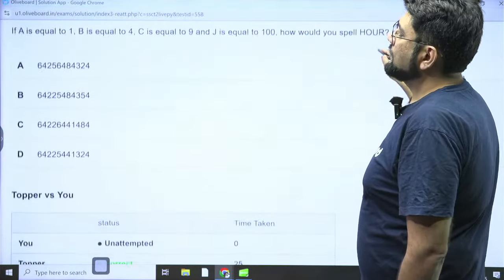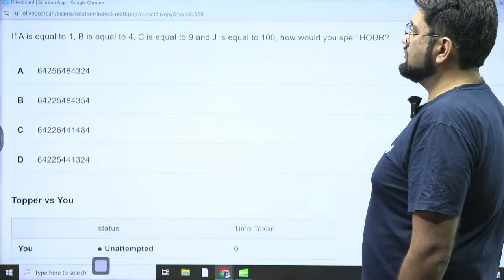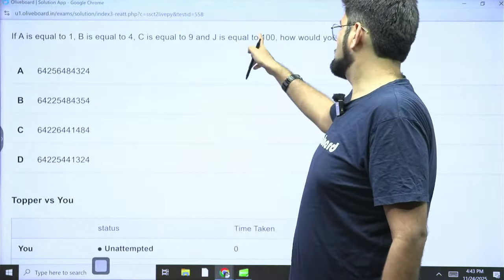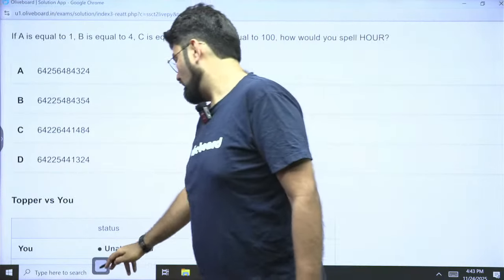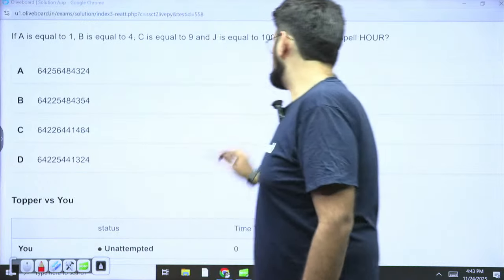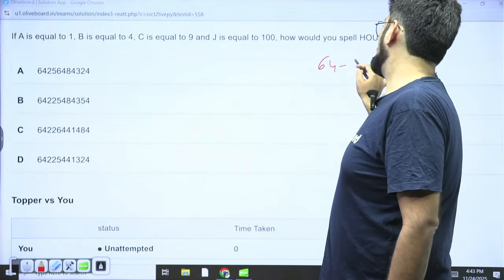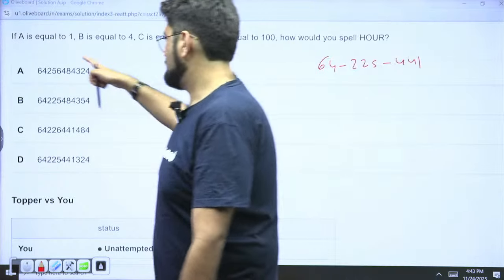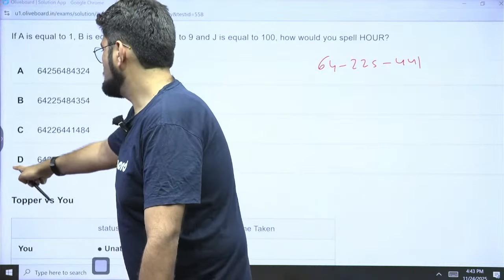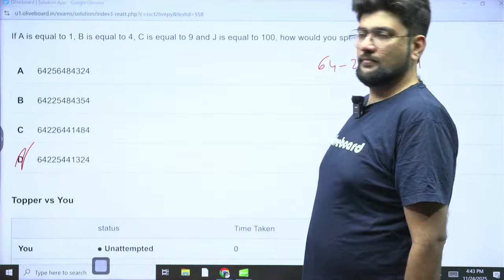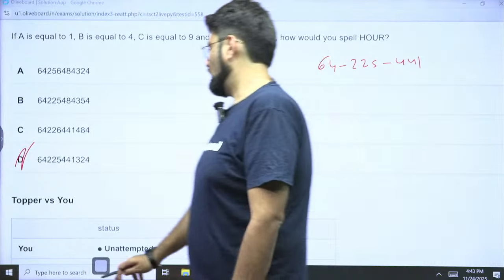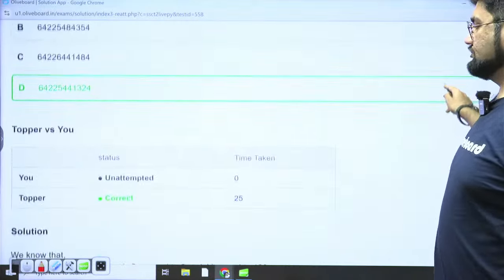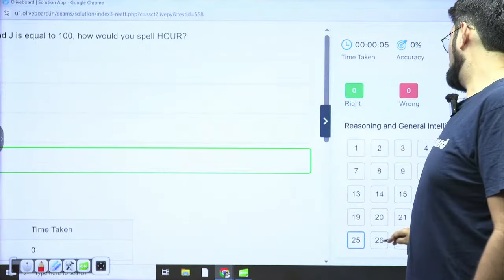Anyways, coming back to here, if A is 1, B is 4, C is 9, that means square. 1 square, 2 square, 3 square, 10 square. What is the spelling of HOUR? So 8 square, 64, 15 square, 225, 21 square, 441, 64, 225, 441, option D. That's it. Cool. 25 seconds, wonderful. Next.